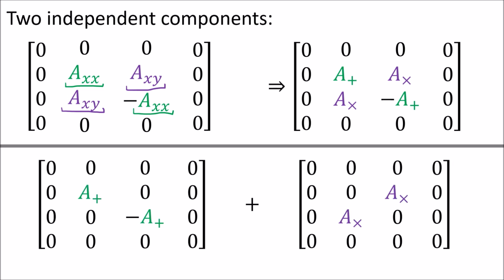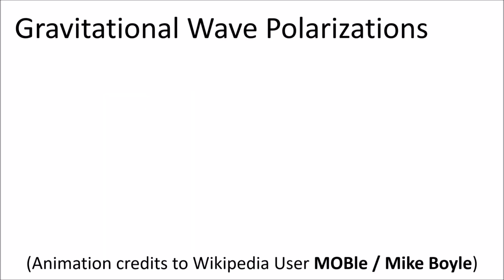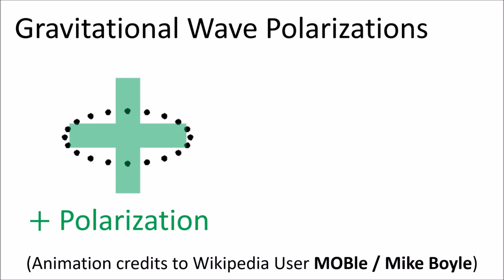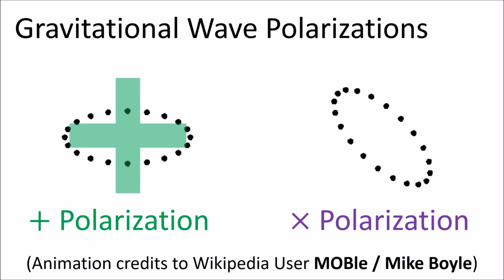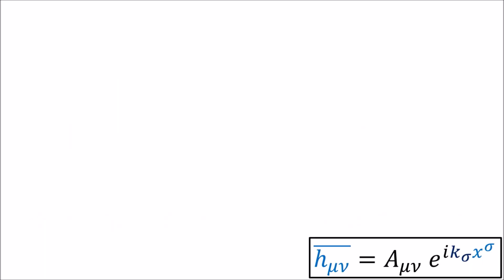As you can probably guess, these 2 numbers correspond to the amplitudes of the plus polarization and the cross polarization that are present in a given gravitational wave. We'll talk about these more in the next video, but a plus polarized gravitational wave causes a ring of free particles to stretch and compress along the directions of a plus sign. And a cross-polarized gravitational wave causes a ring of free particles to stretch and compress along the directions of a multiplication cross sign.